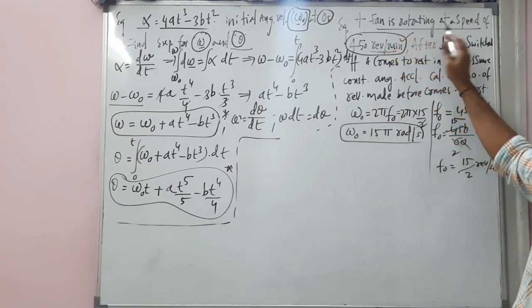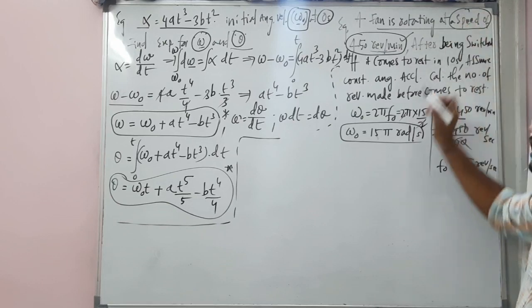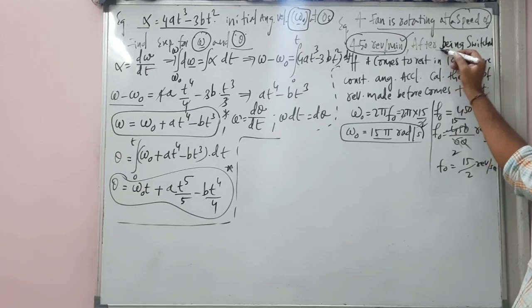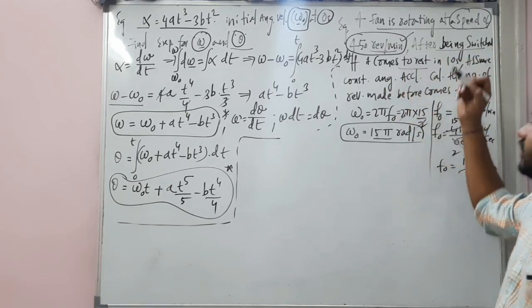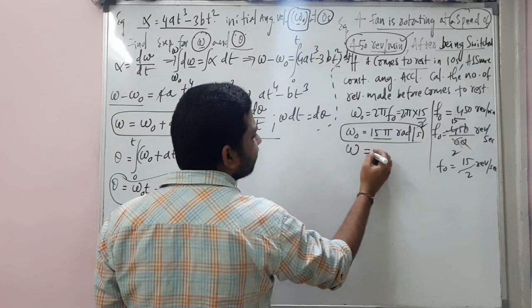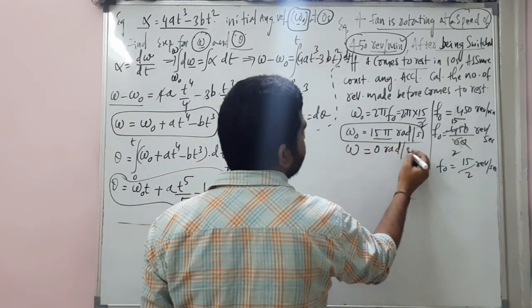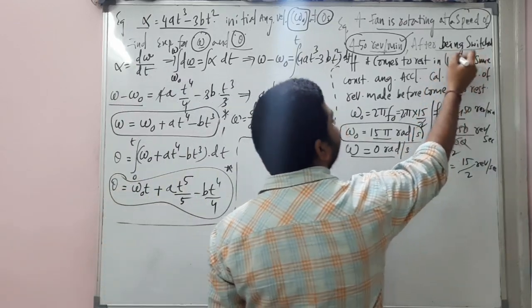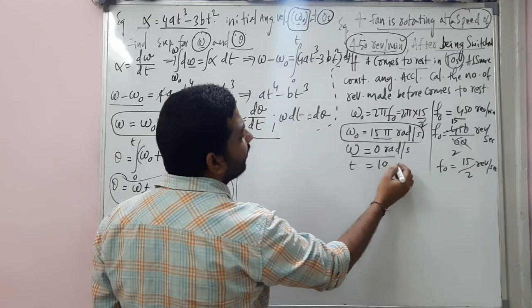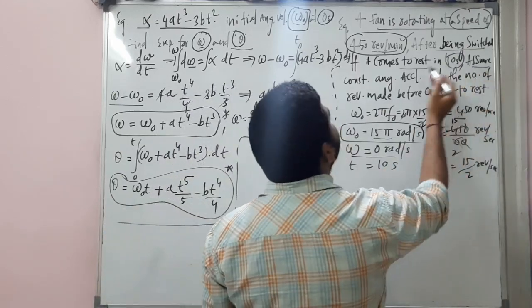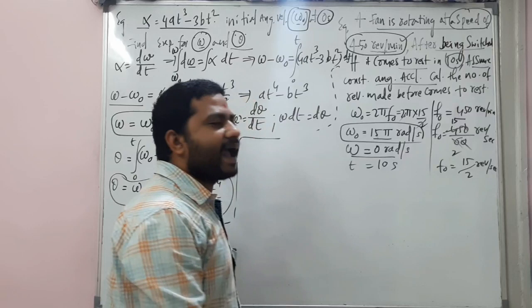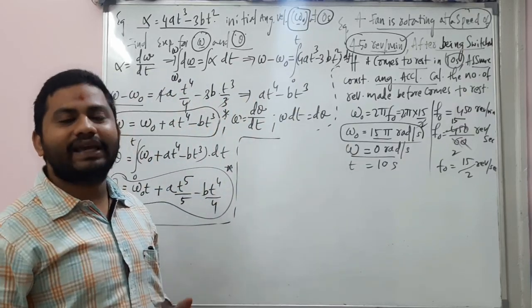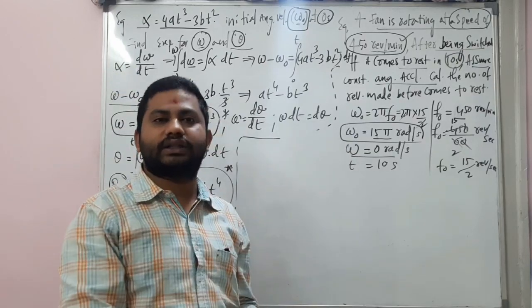A fan is rotating at an initial angular speed of 15 pi radian per second. After being switched off, it comes to rest. So the final angular velocity is 0 radian per second. It comes to rest in 10 seconds, so t is equal to 10 seconds. Assume there is a constant angular acceleration. In this case it is a constant angular retardation. Why?